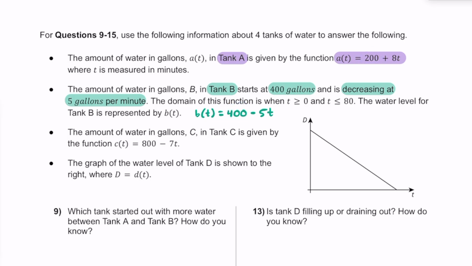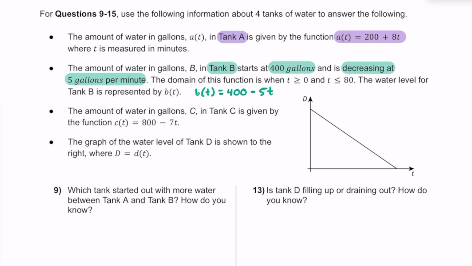So when the question for number 9 says which of these tanks starts out with more water, you would just look at the constant terms here. You would compare the 200 and the 400. So let's see, what are we going to go ahead and say? I'm going to go ahead and say here that tank B started with more.